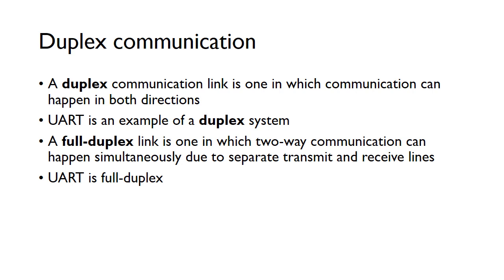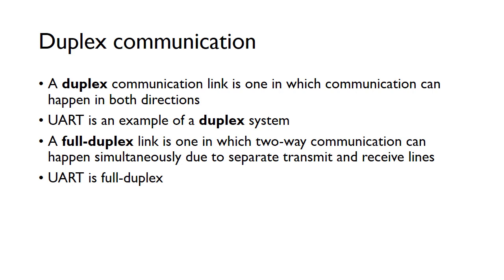Another definition you need to be aware of is duplex. A duplex communication link is one in which communication can happen in both directions. So UART is an example of this. We saw on the previous slide we've got device A and B. A can send to B and B can send to A. So this is duplex. And then a full duplex link is one in which this two-way communication can happen simultaneously. So at the same time A is sending to B, B can be sending to A. So UART is also full duplex.